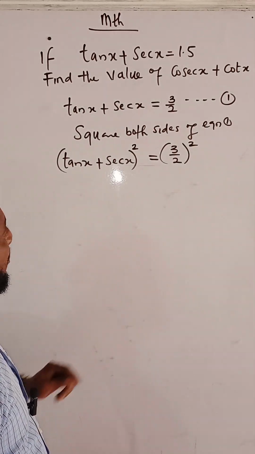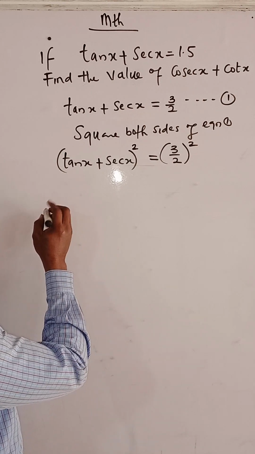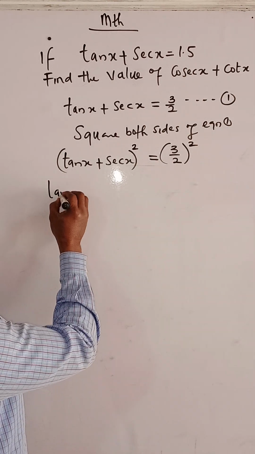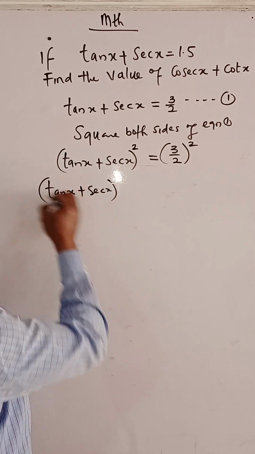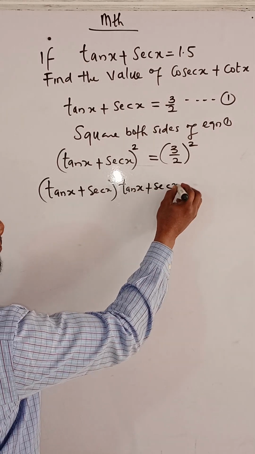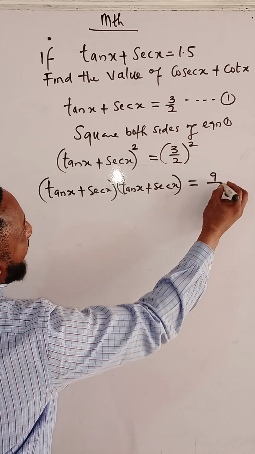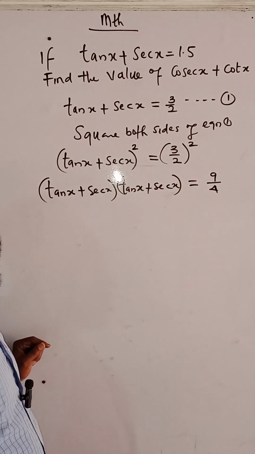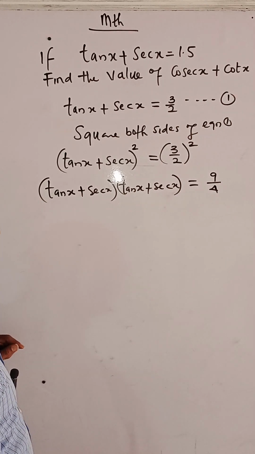Now, in trying to do this squaring, we have to multiply tan x plus sec x twice. So we have (tan x plus sec x)(tan x plus sec x) equals 9 divided by 4. What do we do again? We need to distribute these brackets.